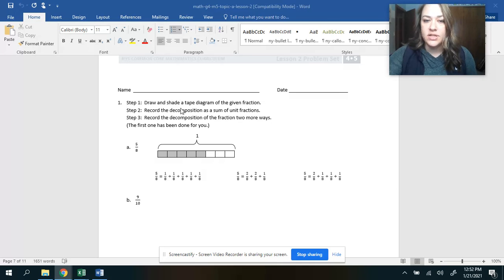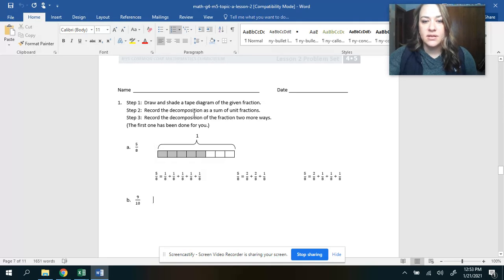Okay, so if we look here, we have 1A and there's different steps that it's asking us to do. So it says draw and shade a tape diagram of the given fraction. So they gave us 5/8. So they broke it into 1, 2, 3, 4, 5, 6, 7, 8. Remember, if our denominator is a certain number, that's how many pieces we have. Our numerator is how many pieces are shaded. Okay, so if we have 5, there's 1, 2, 3, 4, 5 pieces shaded.